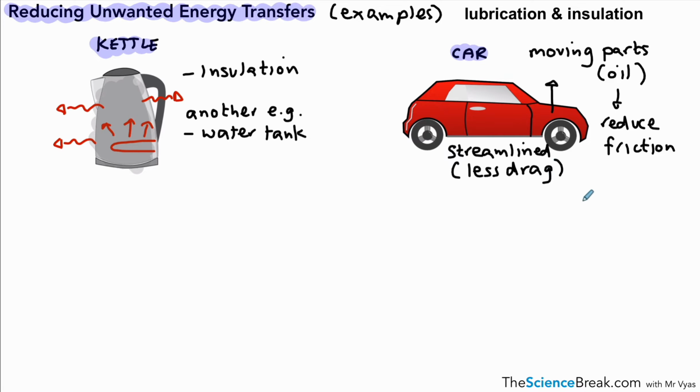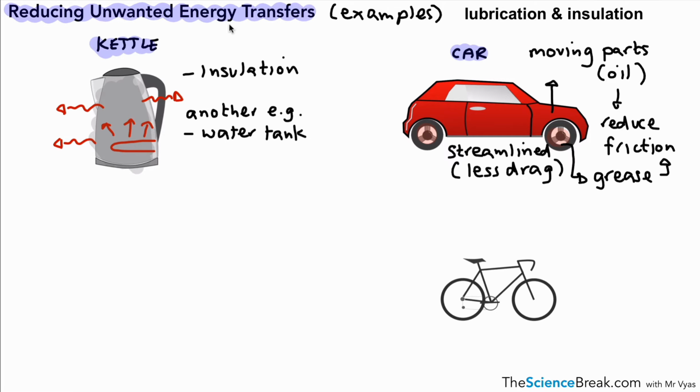Cars also have moving parts, for example the wheels, and we often use grease in the wheels to reduce friction, to reduce the rubbing of the metal parts in the wheels, and therefore less heat energy is transferred to the surroundings as a result of less friction. Okay, another simple example is that of a bike. We have moving parts on a bicycle, around the wheels, the gears and the pedals. As you may guess, we use oil or grease around those moving parts, and that will reduce friction and therefore less energy transferred as heat.